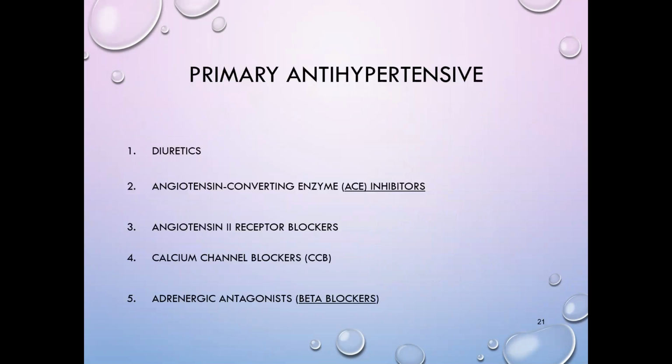So primary antihypertensives. We have 5 main categories of antihypertensives. There are diuretics, angiotensin converting enzymes or ACE inhibitors, angiotensin II receptor blockers, calcium channel blockers, and adrenergic antagonists. Specifically, our main ones here are our beta blockers.